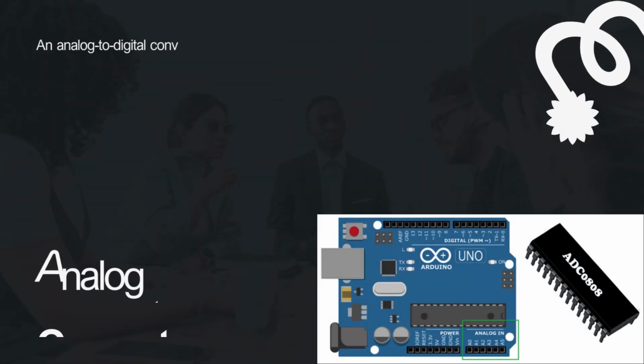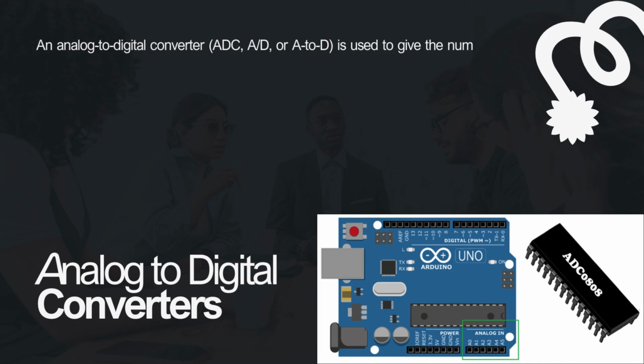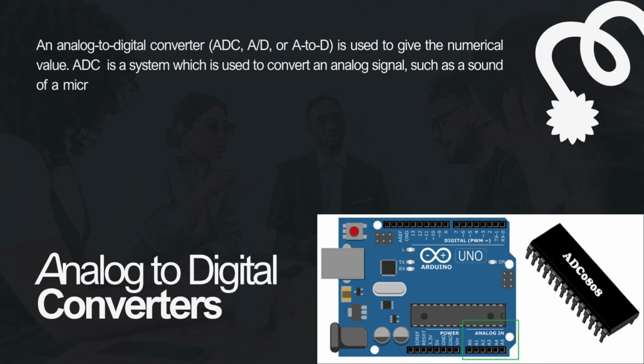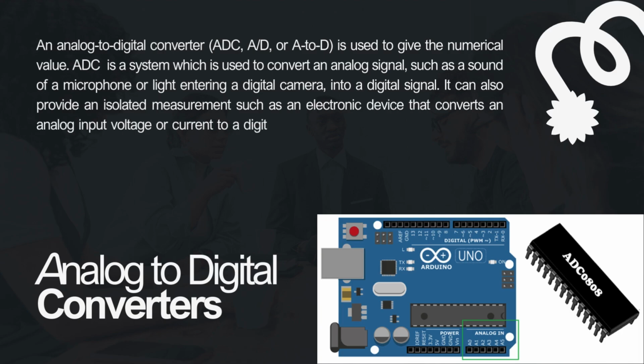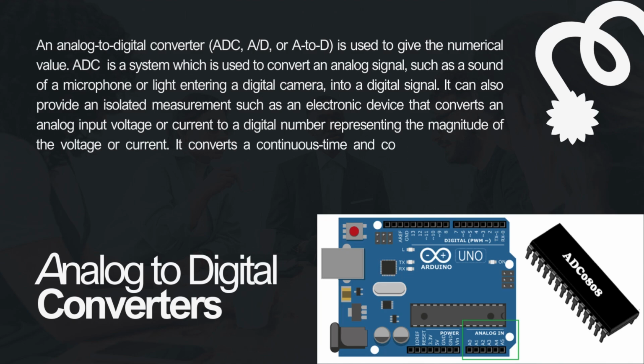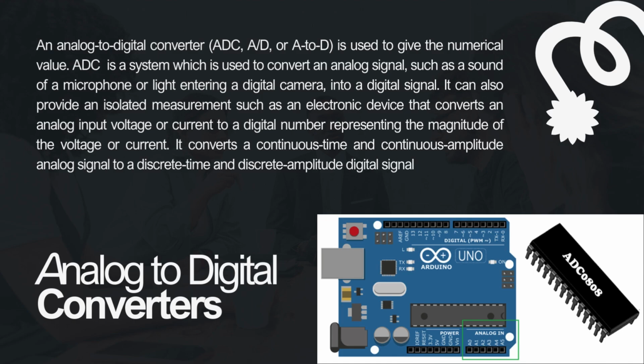An analog to digital converter, in short also abbreviated as ADC or AD or A to D, is used to give the numerical value. ADC is a system which is used to convert an analog signal, such as a sound of a microphone or light entering a digital camera, into a digital signal.